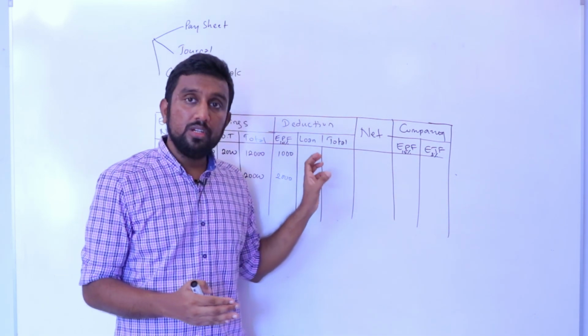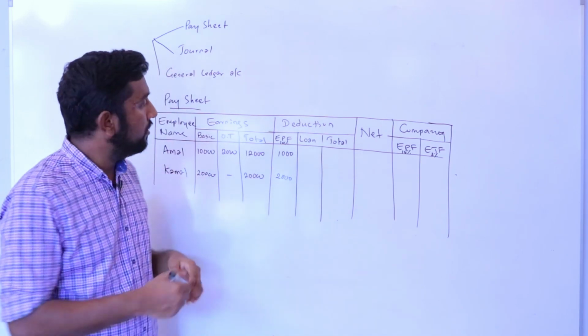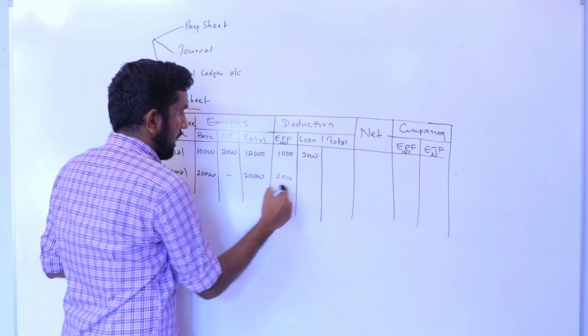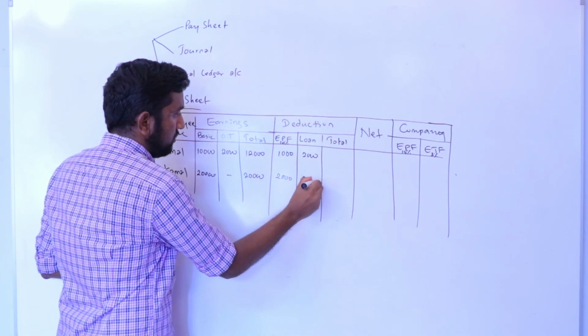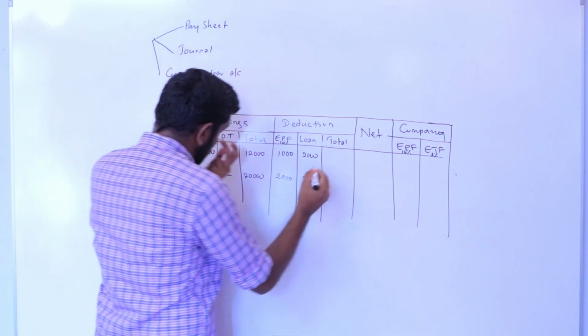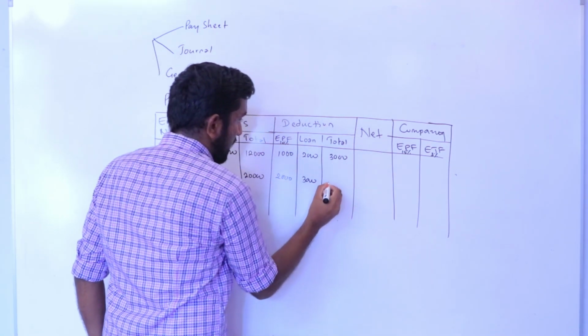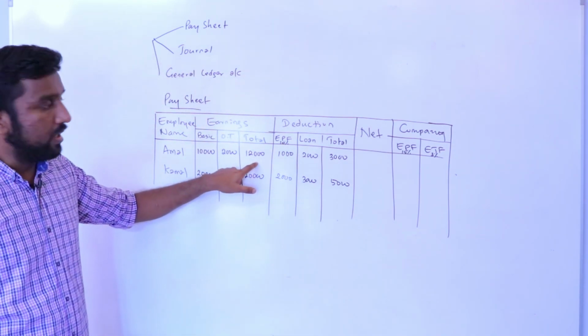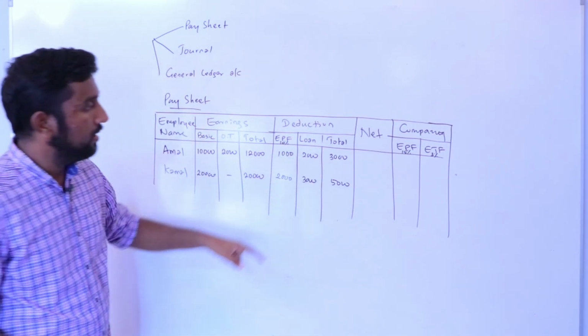So this is about the repayment of the loan, right? So let's say we are repaying 2,000, and here he is repaying 3,000. So both employees took a loan from the business, right? So total deduction is 3,000 and 5,000, right? So net salary is 12 minus 3, so 9.